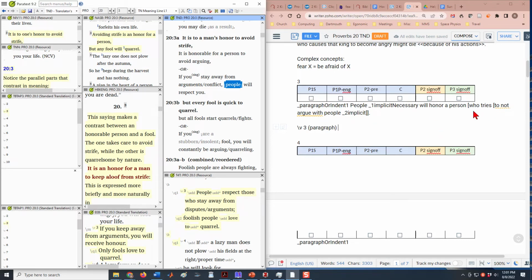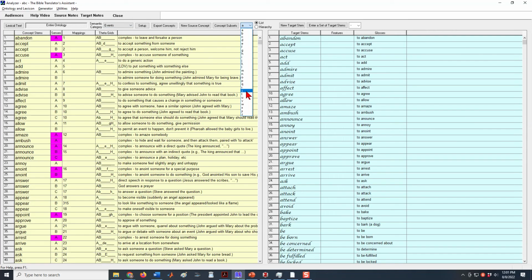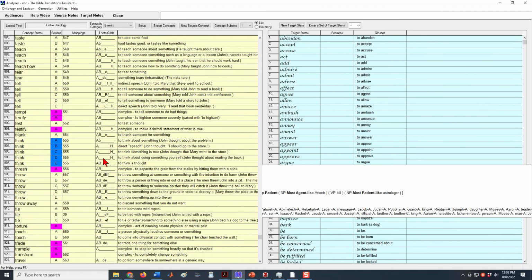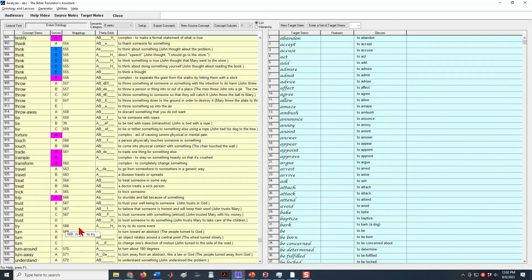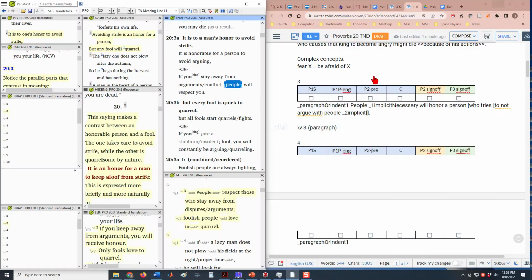So every time we have a new verb, we need a clause. This is a restrictive modifying clause, who tries, and this is the argument of try. So if we were to look at try in the ontology, here try has a patient proposition. You try to do something. So we need that clause argument to try. Try to not argue with people.